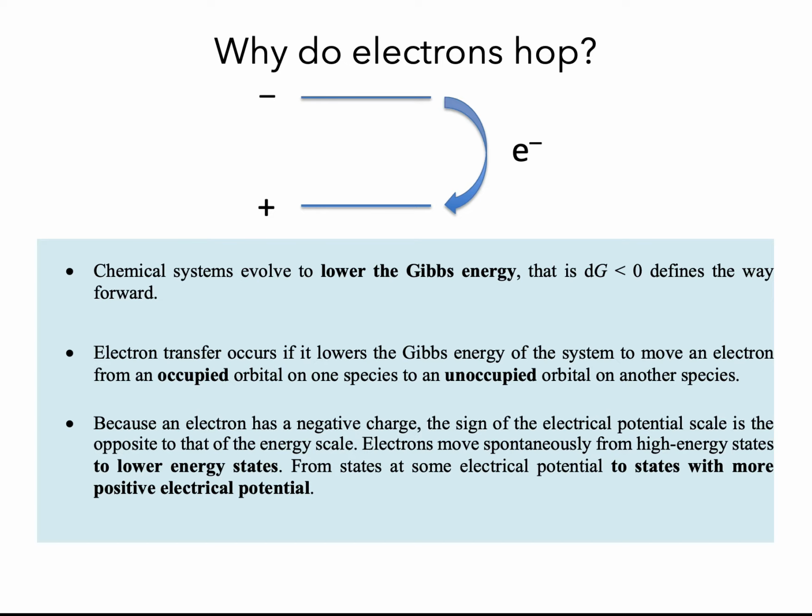Because an electron has a negative charge, the sign of the electrical potential scale is the opposite to that of the energy scale. Electrons move spontaneously from high energy states to lower energy states, from states at some electrical potential to states with more positive electrical potential.